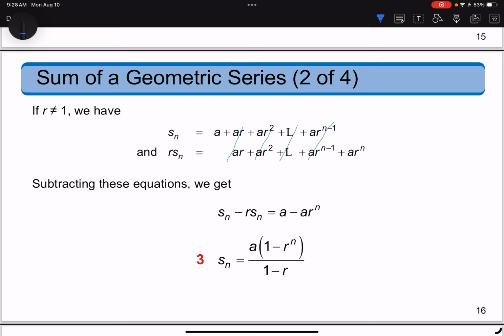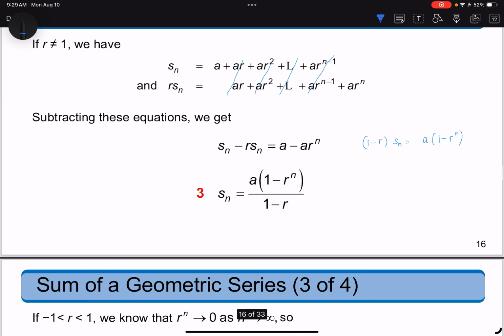So take note that this becomes 1 minus r times s sub n is equal to a times 1 minus r raised to n. So that would give us the formula for s sub n equal to a times 1 minus r raised to n over 1 minus r.